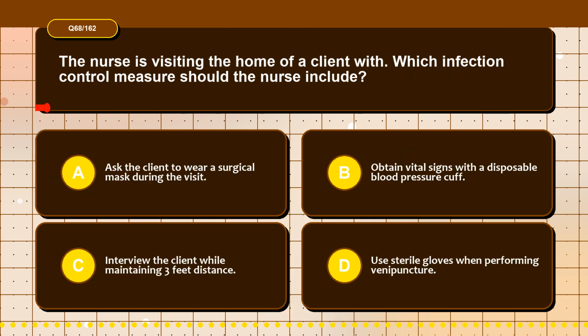Question 68. The nurse is visiting the home of a client with. Which infection control measure should the nurse include? Here are the options. Option A. Ask the client to wear a surgical mask during the visit. Option B. Obtain vital signs with a disposable blood pressure cuff. Option C. Interview the client while maintaining 3 feet distance. Option D. Use sterile gloves when performing venipuncture.